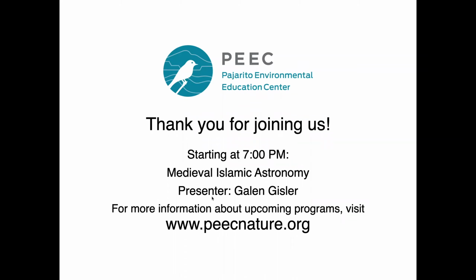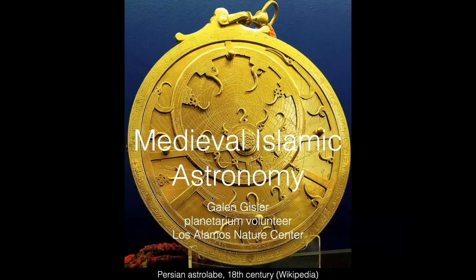So, the talk is Medieval Islamic Astronomy, and here's a background of a Persian astrolabe from the 18th century, but we won't dwell on that until later on. The real question here is, how do we get from Ptolemy, the geocentric model of planetary motion that was current among the Greeks, all the way to Kepler and modern astronomy?